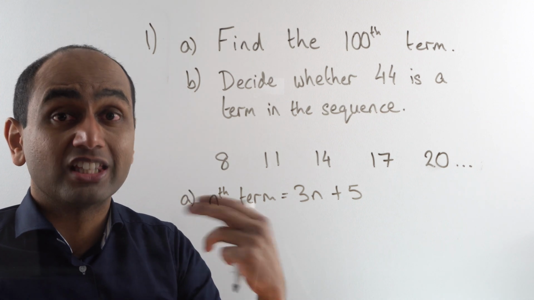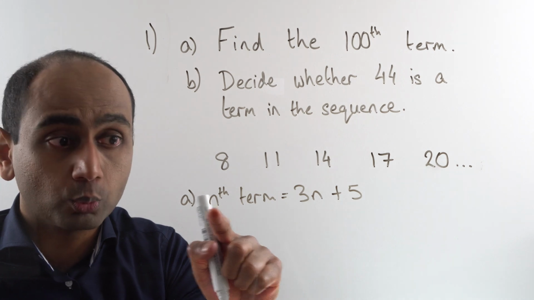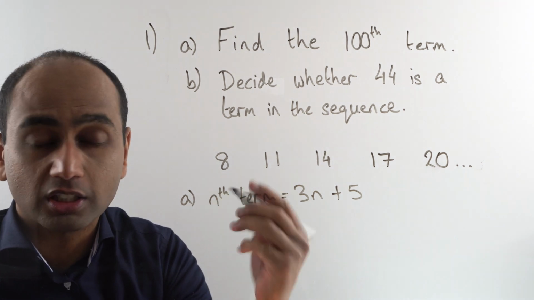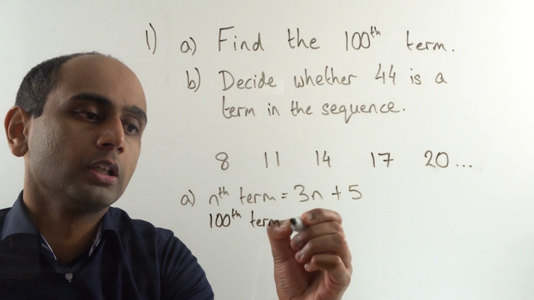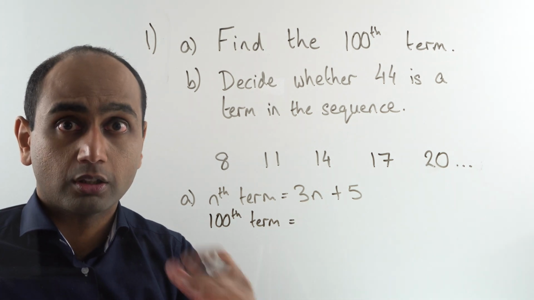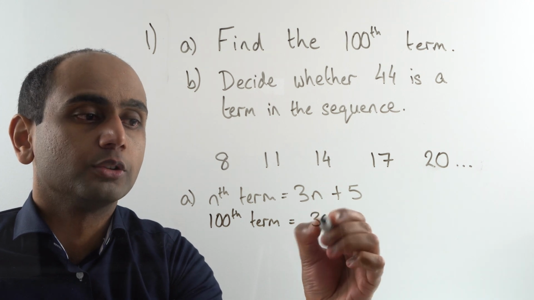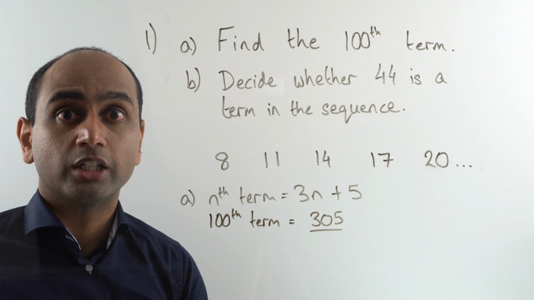What we're looking for is the 100th term. So to find the 100th term, what we want is n to be 100. Then we would get the 100th term. And that would be 3 times 100 plus 5. 3 times 100 is 300 plus the 5 gives us 305. So the 100th term of the sequence is 305.